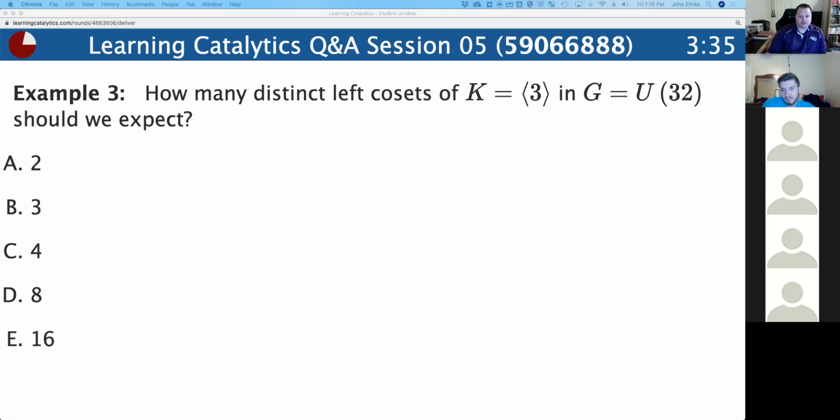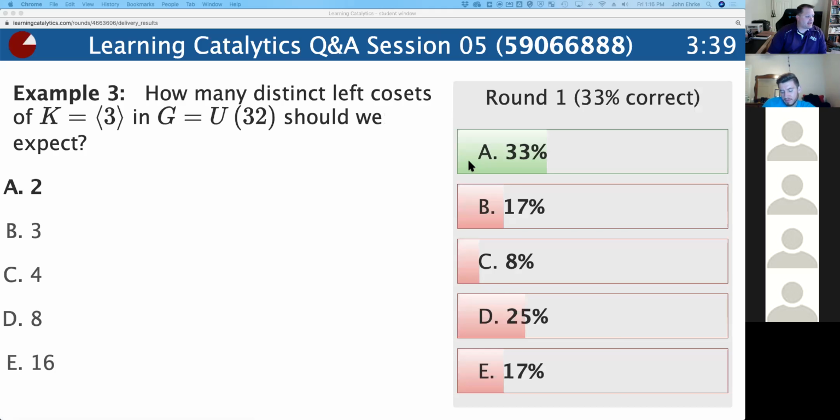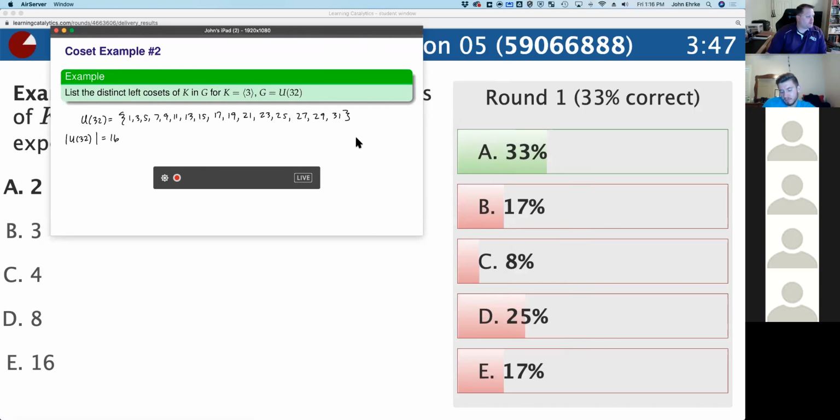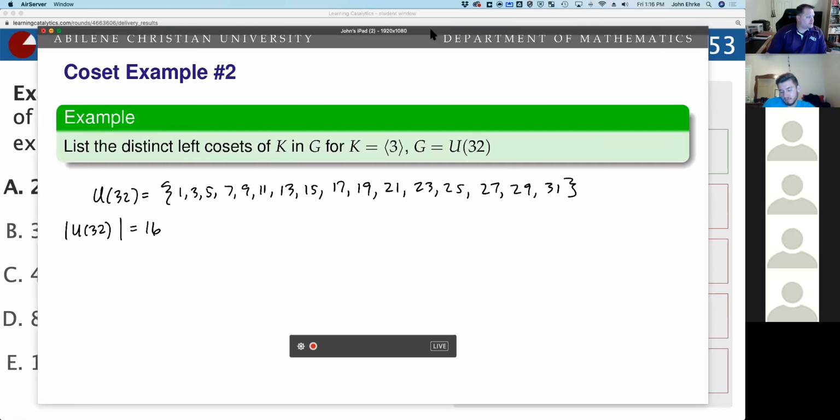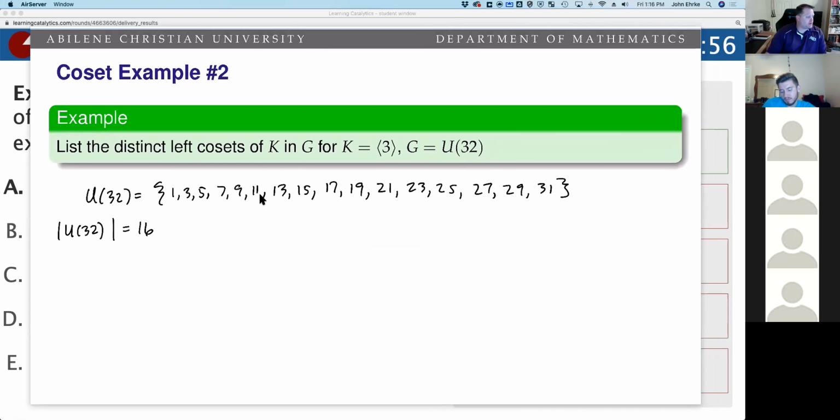All right. Most of you have entered a response. The correct answer is A. We should expect there to be 2 distinct left cosets. Let's find them. I'm going to start first with writing out what U32 is. U32 consists of everything less than 32 that's relatively prime, so basically throwing out anything that has a factor of 2. Turns out that there are 16 of those.